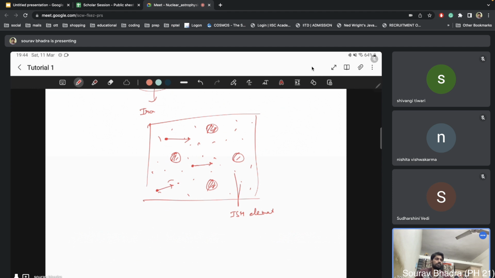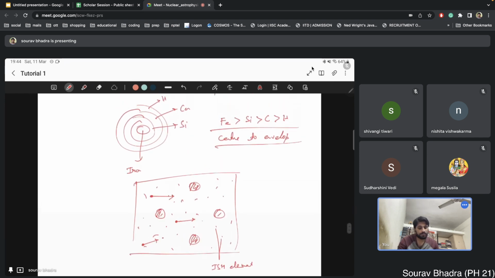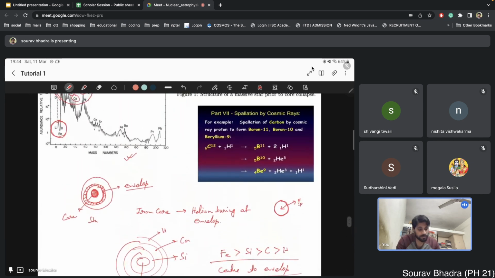Think of it like this: there is a river and a fish is swimming through the river. The fish are the cosmic rays, and the river has water particles, water molecules or whatever. Those are the ISM particles. The cosmic rays will interact with the ISM particles and go through spallation.